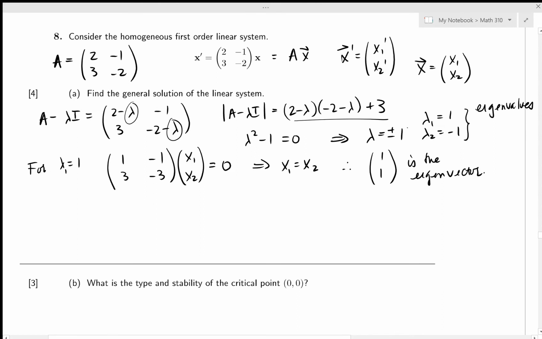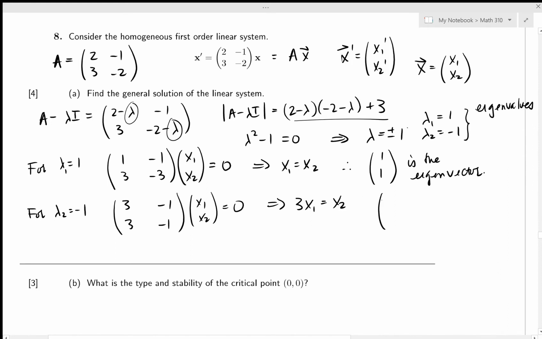Okay, then I look at the next eigenvalue. It is this one here. And I write out 2 minus minus 1, and minus 2 minus minus 1, and 2, and that's going to be equal to 0. And then I can see from that that 3x1 is equal to x2, and I get 1, 3 is the eigenvector.